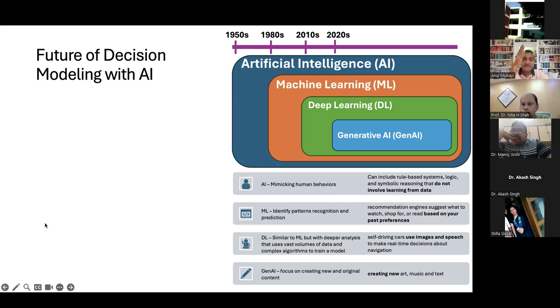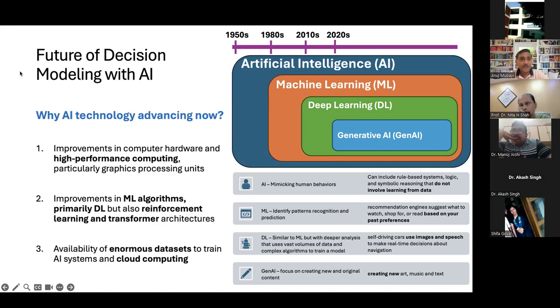Okay, so that's the terminology people have been using in the past. And the reason I want to tell you this is a very important reason. The question comes, why is AI technology advancing now? I will answer these aspects, and then I will show how artificial intelligence is incorporated into dynamical systems models nowadays in the healthcare sector.